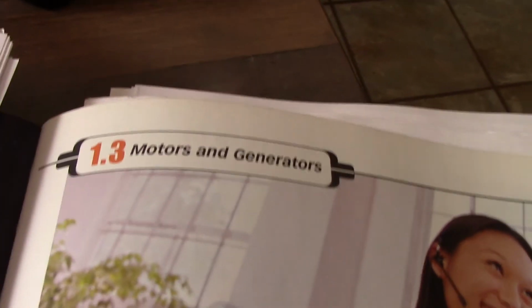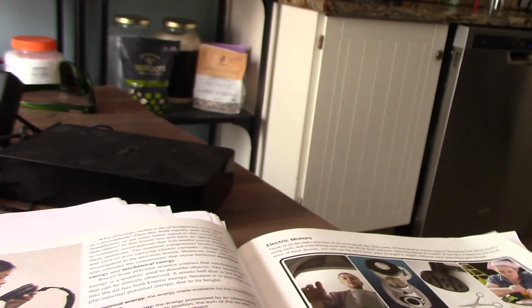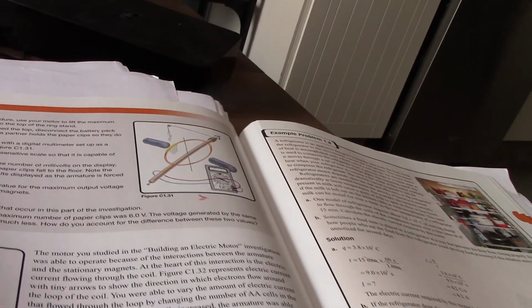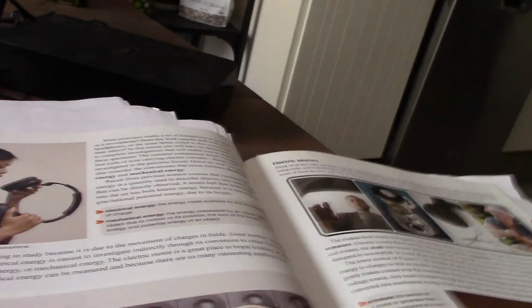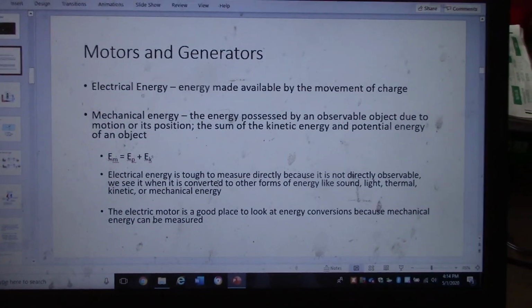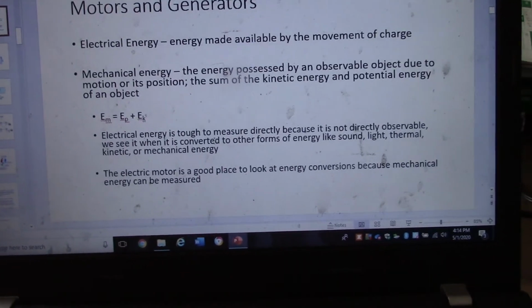In your textbook, section 1.3 of Electromagnetism, page 349, is where motors and generators start, so you can read through that. You'll get some more info about the anatomy. I'm not going to do any equations today. I want to keep this a short lesson.